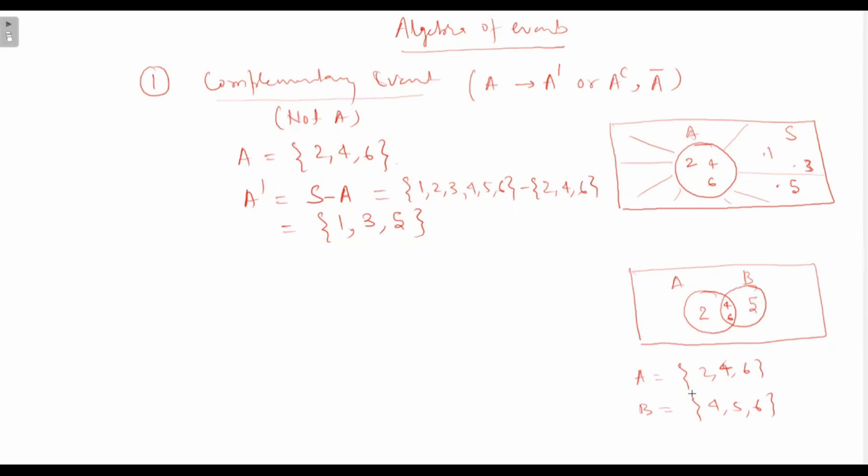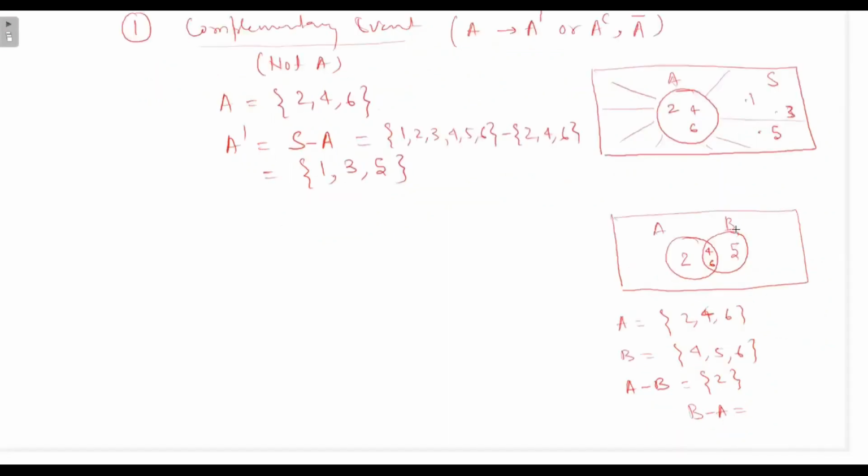Now, if someone asks what is A minus B, all I'm looking for is what is in A but not in B. Whatever is common shouldn't be taken, because that is in both A and B. So A minus B is equal to 2. Similarly, for B minus A, can you tell me the elements which are in B but not in A? This is read as A but not B, and this is read as B but not A. 5 it is, right?